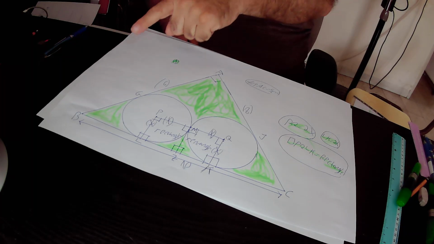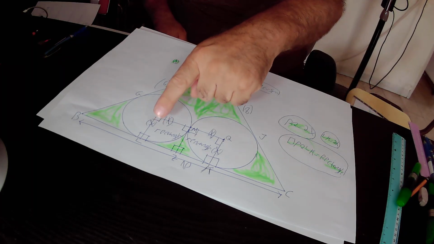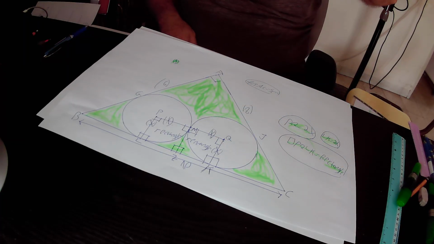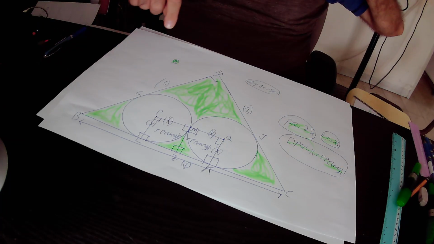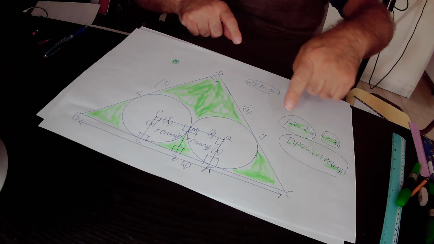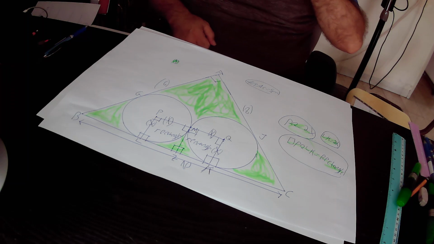We define the point of tangency of BC with this circle, this point is point N. We define the point of tangency of BC with this circle, this point is point K. Likewise, we define the point of tangency of tangent AB with this circle, this point is point G. Likewise, we define the point of tangency of tangent AC with this circle, this point is point J.